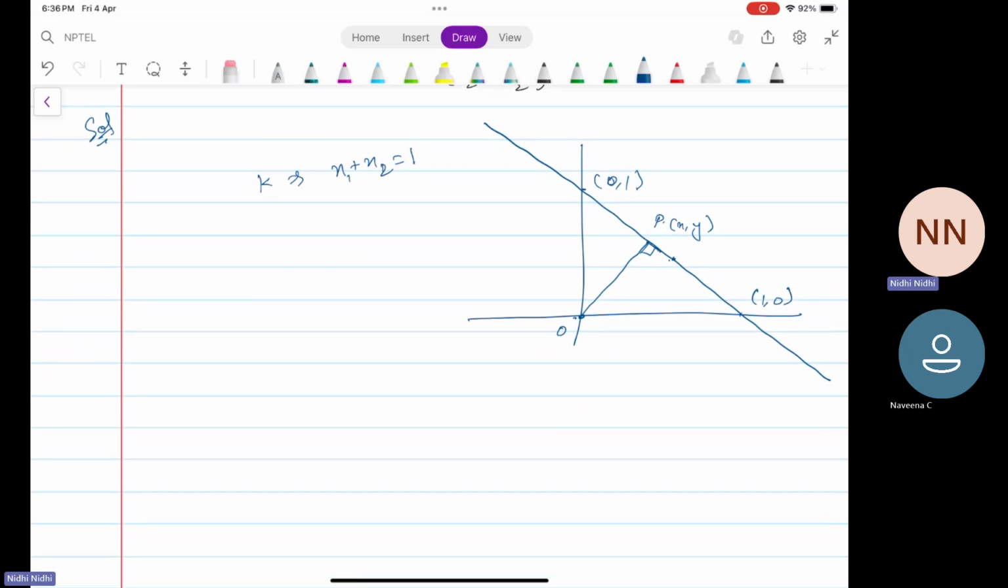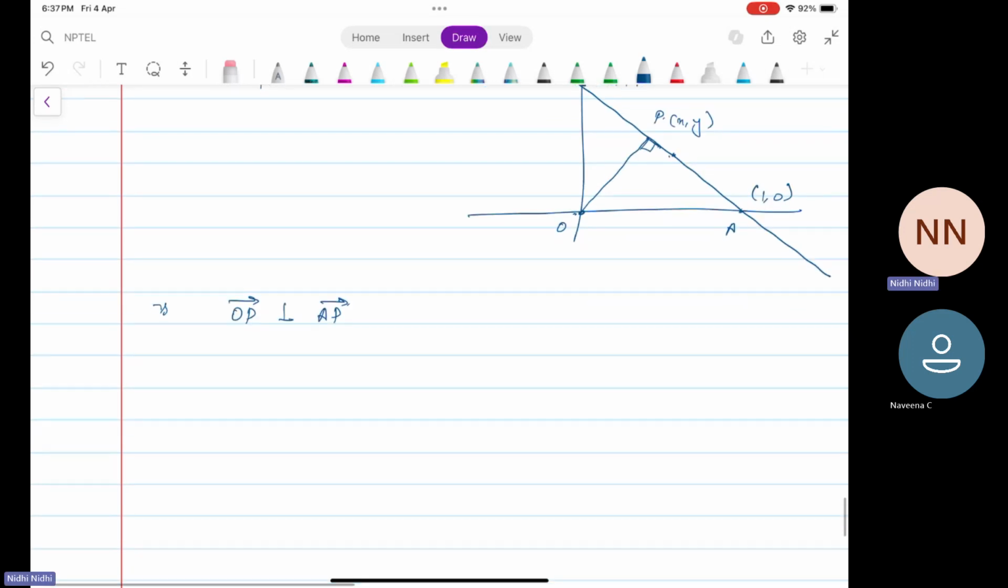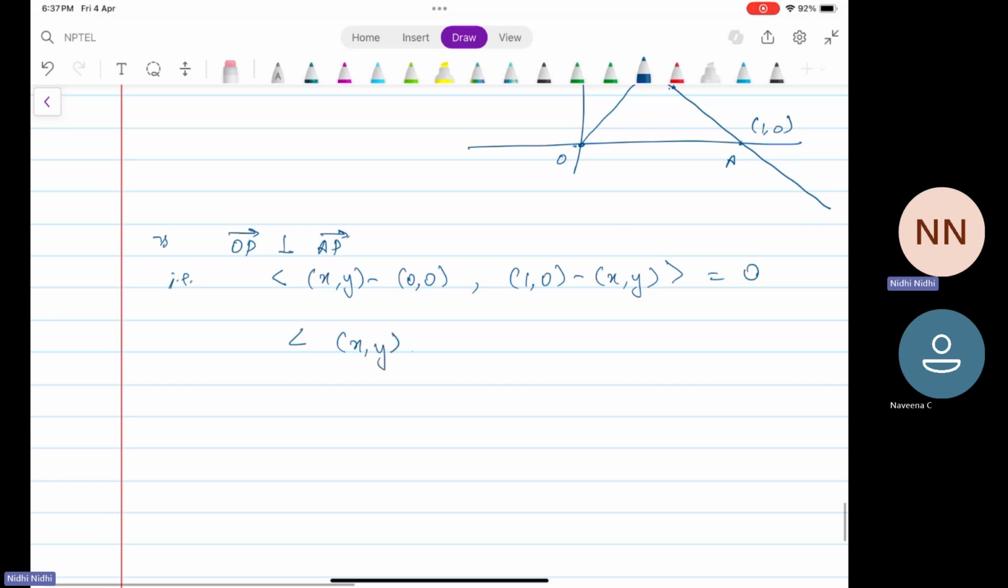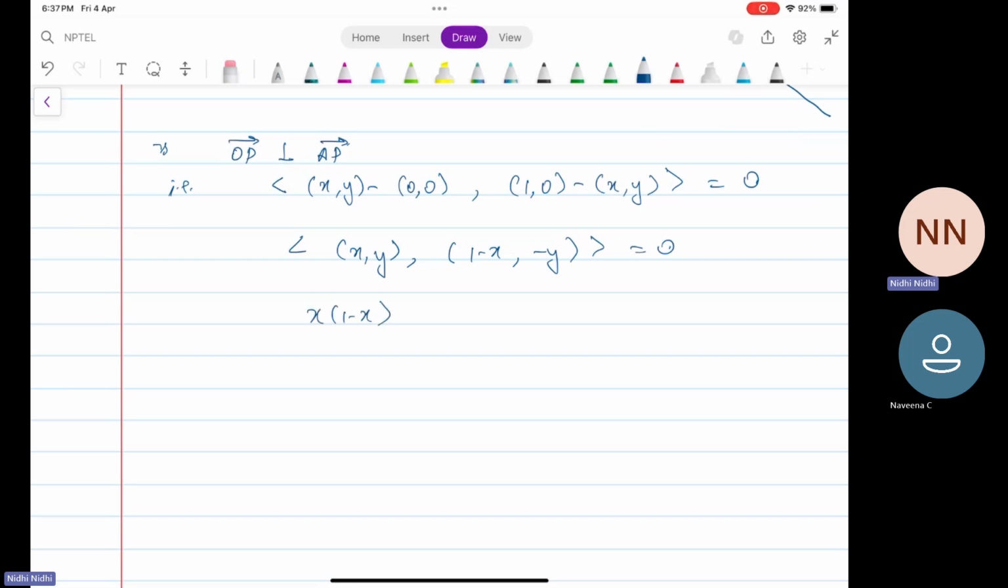Now, since this is perpendicular, if I denote this point as some A, in that case the vector OP is perpendicular to the vector AP. That means the inner product should be 0. Now OP is (x, y) minus (0, 0), and AP is (1, 0) minus (x, y). That is, the inner product of (x, y) with (1 minus x, minus y) should be equal to 0. So by the definition of inner product on R2, this is x times (1 minus x) plus y times (minus y) equal to 0, or x minus x square minus y square is 0.